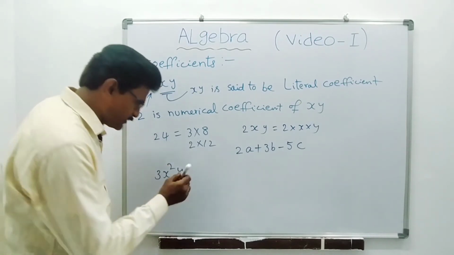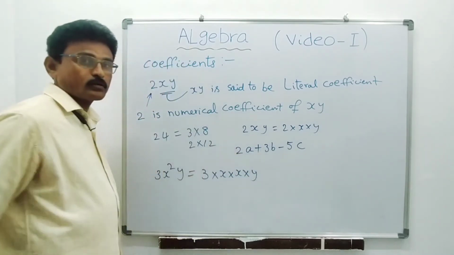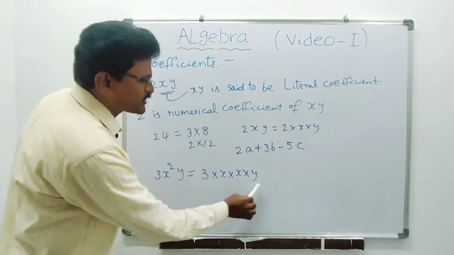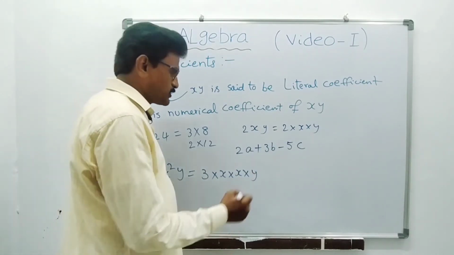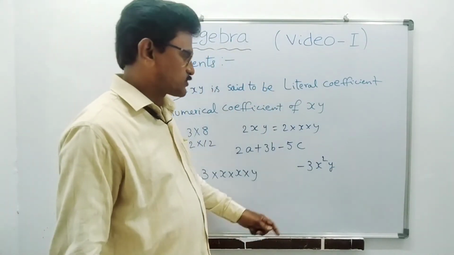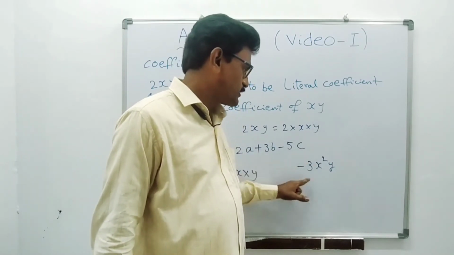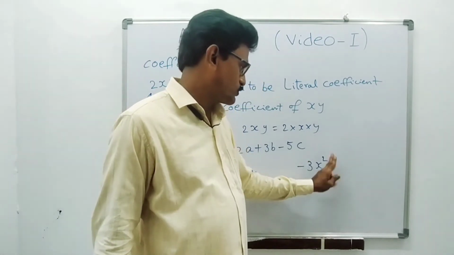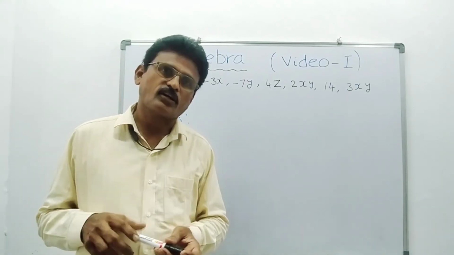And one more, see carefully. 3x square y means 3 into x into x into y. Then if they ask what is the coefficient of x here, you just close one x. 3xy you have to say. Suppose if the minus symbol is there, minus 3x square y. If they ask what is the coefficient of x square y, you have to say minus 3. What is the coefficient of minus 3? x square y. What is the coefficient of only 3? Minus x square y. What is the coefficient of y here? Minus 3x square.